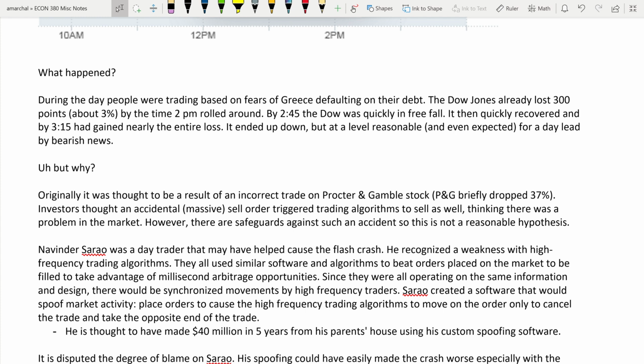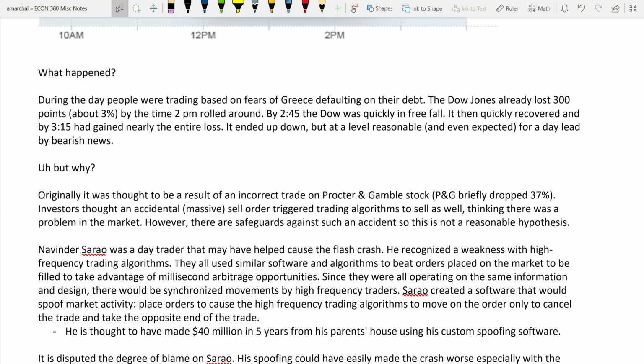But what Sorrell realized is that for these high frequency algorithms to operate, they're operating on future transactions. So what he did is he spoofed these transactions. He created a software that would place large orders that would cause high frequency trading algorithms to move and to buy or sell stock, and then he would immediately cancel the order and then take the opposite side of the trade. So he's basically forcing high frequency algorithms in a certain direction and then capitalizing on the predictability of that high frequency movement.